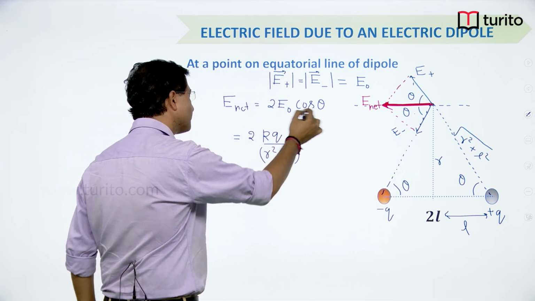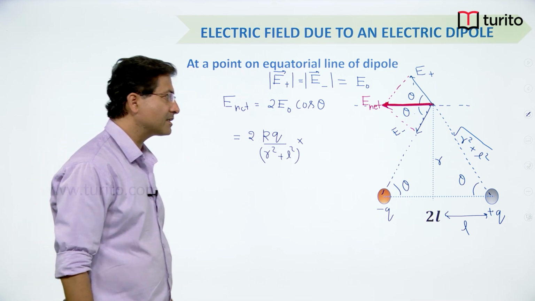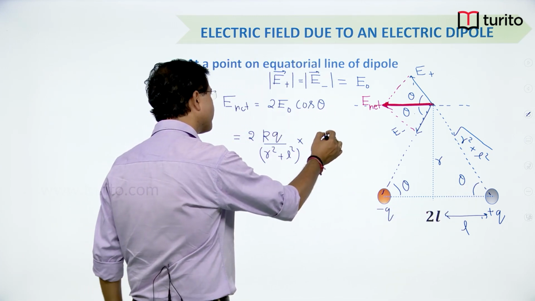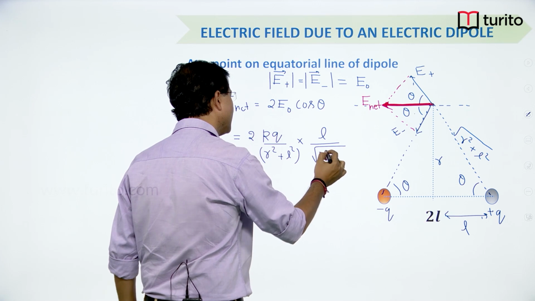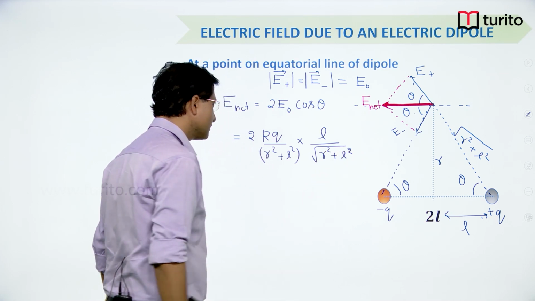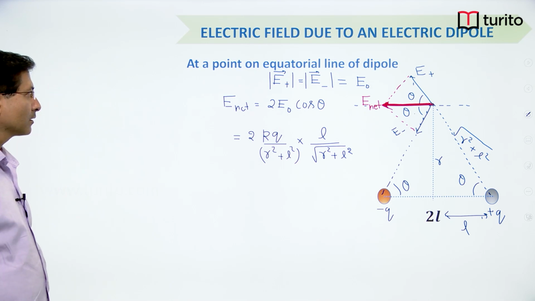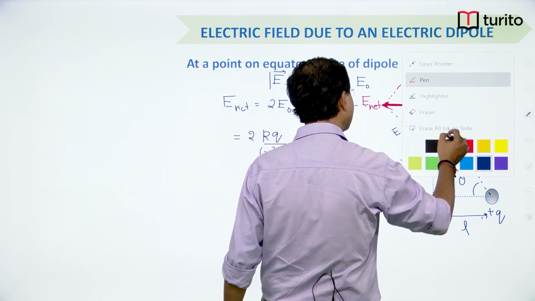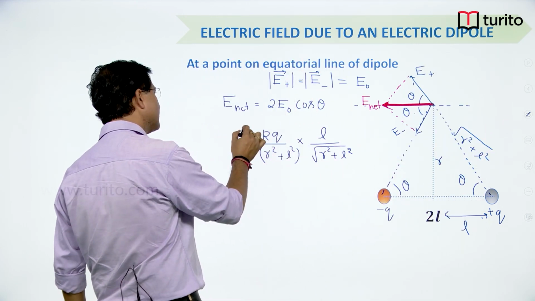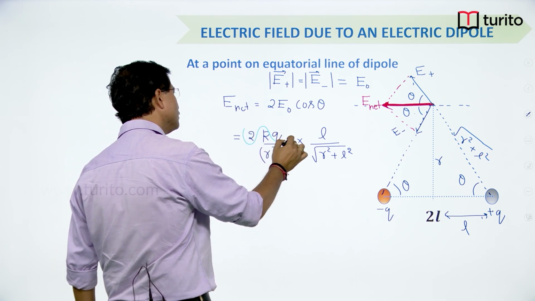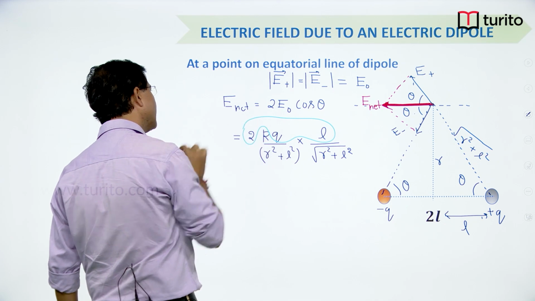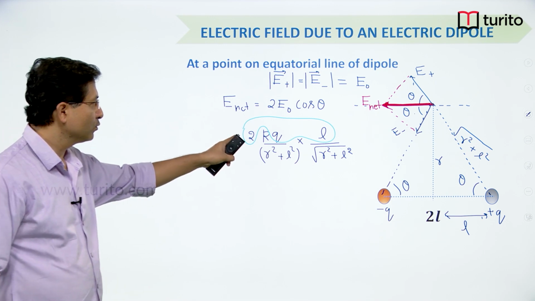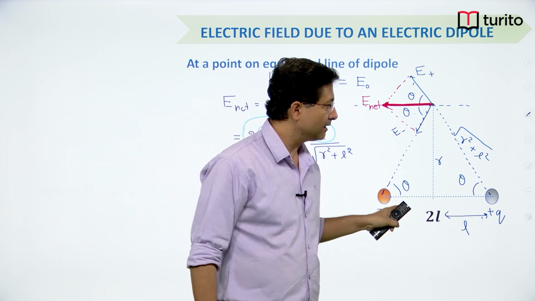Now cos theta. Cos theta is base upon hypotenuse, base is L, hypotenuse is this. So L divided by under root r square plus L square. Now I need to simplify this one. Look at this part, 2 Q L, that is nothing but dipole moment. 2q charge into 2L is dipole moment, right.